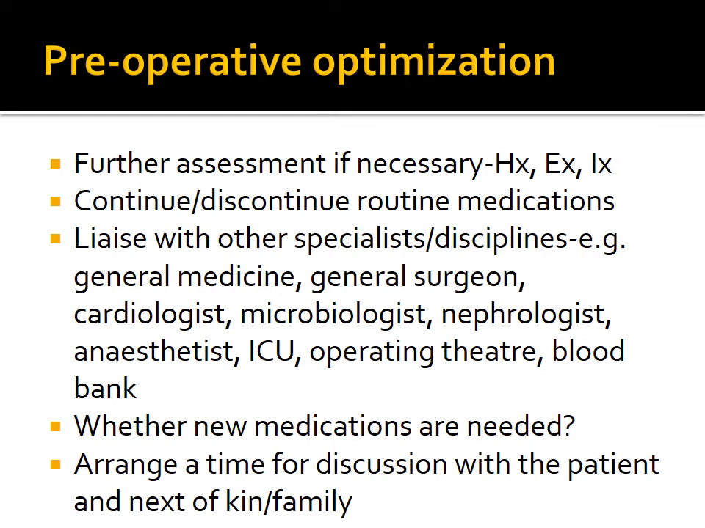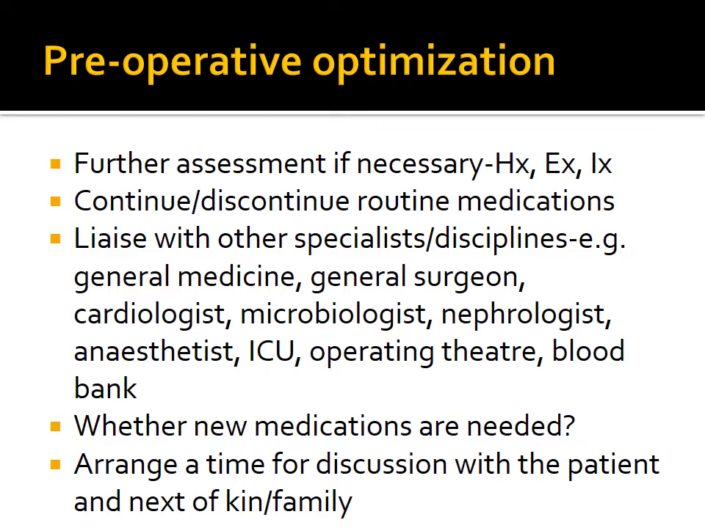Then you might have to liaise or contact or communicate with other specialists or other disciplines. Example, with general medical staff, general physicians, general surgeons, cardiologists, microbiologists, nephrologists, anesthetists, especially if the patient is coming for a surgery, you have to discuss special problems with anesthetists. Intensive care unit staff, if the patient is going to need an intensive care bed after surgery. Operating theatre staff, if the patient needs special things for this particular surgery. Talk to the blood bank staff if the patient needs blood reserved for surgery or special blood products like platelets, fresh frozen plasma, and cryoprecipitate and things like that.